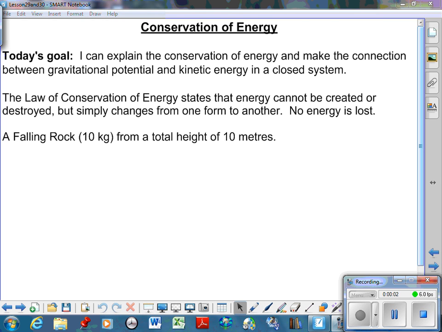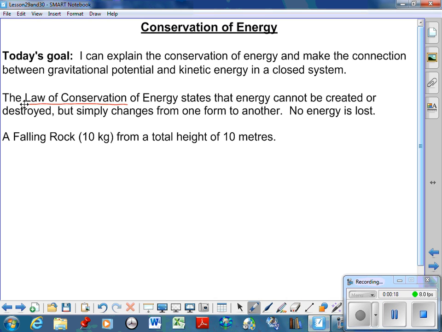So our next topic is conservation of energy. The goal today: I can explain the conservation of energy and make the connection between gravitational potential and kinetic energy in a closed system. So, law of conservation of energy, extremely important here.